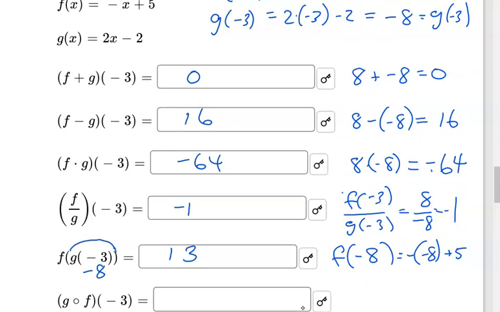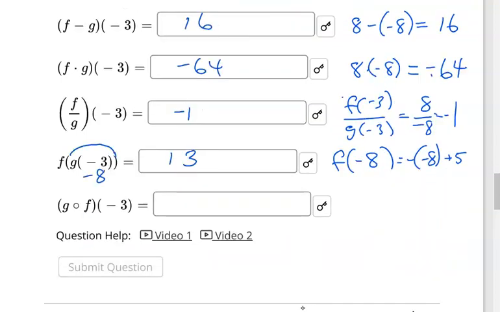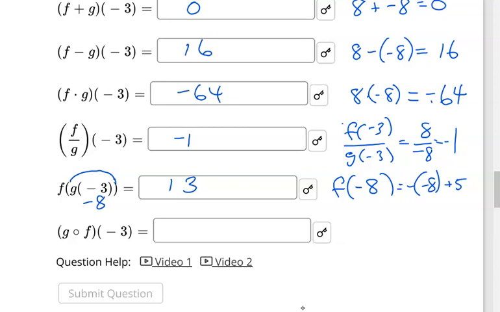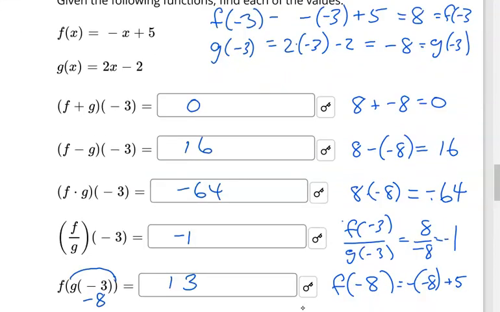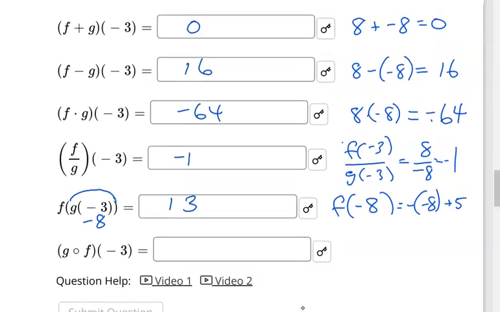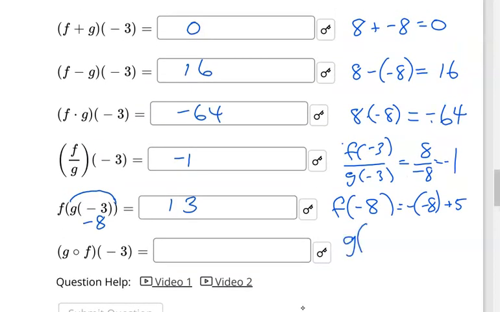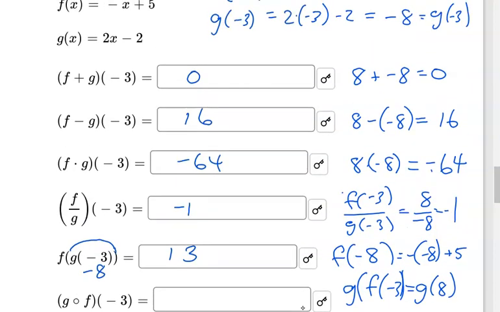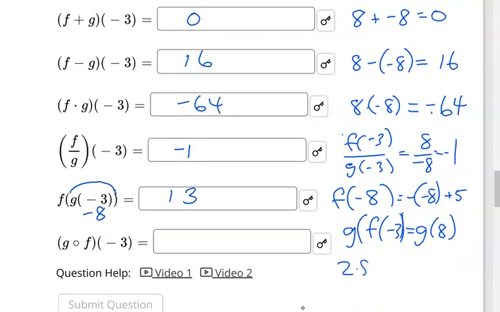Or g of f of negative 3. I like to write it out: g composition f, that's g of f at negative 3. I like that form better. F of negative 3 I know is 8, so that's the same as g of 8. Well, I have to go back to the definition of g, which is 2x minus 2. So g of 8 is 2 times 8 minus 2. 16 minus 2 equals 14.